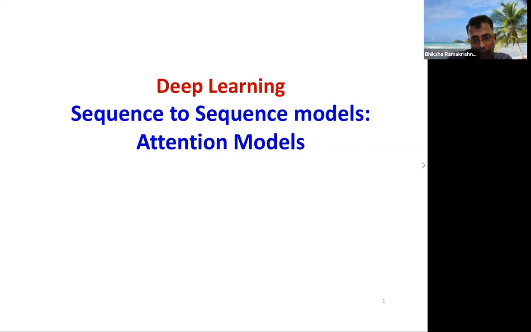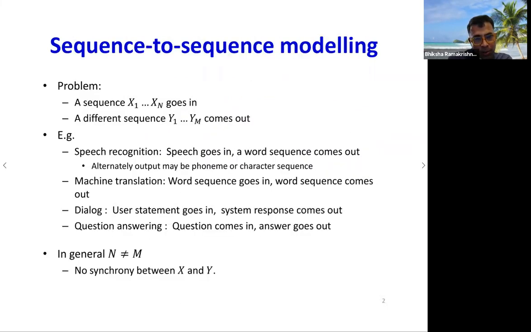So here is our sequence to sequence modeling problem again. We are given an input sequence x1 through xn of some length n, and we want to compute an output sequence y1 through ym. For example, speech recognition: speech goes in and a word sequence comes out. Or machine translation: a word sequence goes in, another comes out. And that's the same for dialogue.